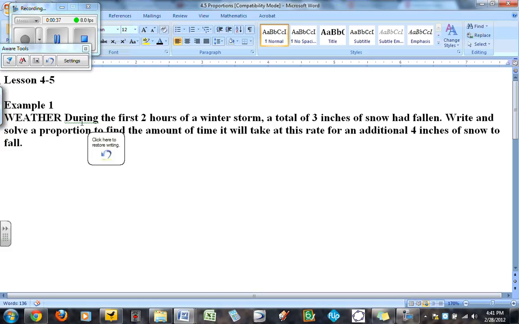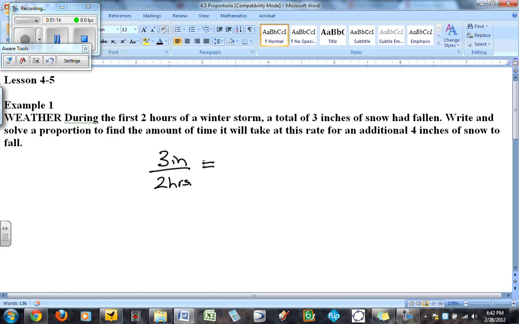It says, during the first 2 hours of a winter storm, a total of 3 inches had fallen. Write and solve a proportion to find the amount of time it will take at this rate for an additional 4 inches of snow to fall. So in order to solve this, we're first going to write our rate at which the winter storm is going right now. So far it has had 3 inches in 2 hours.